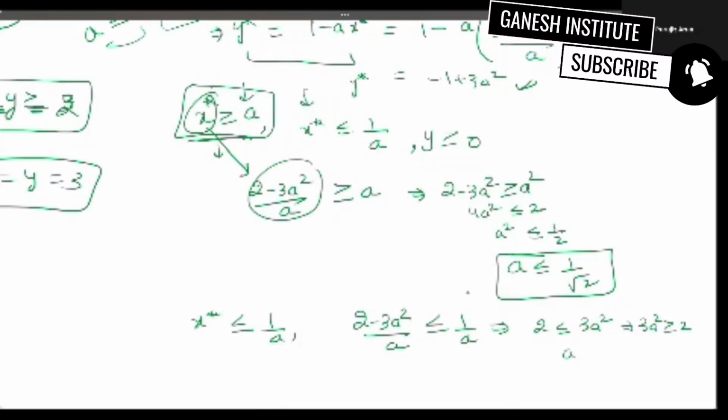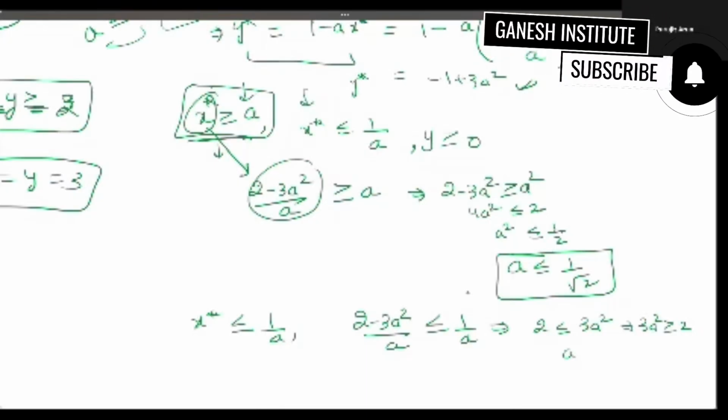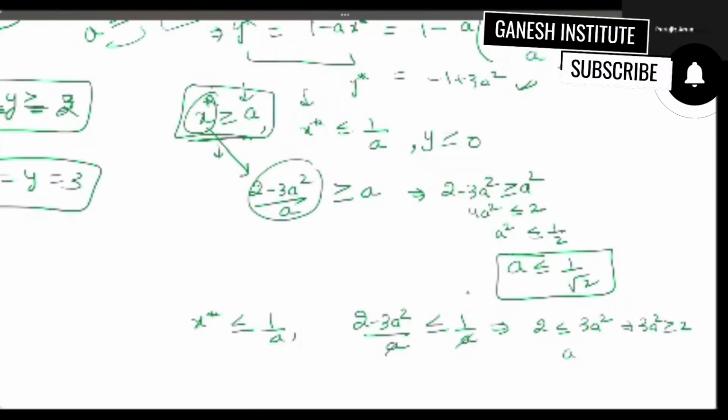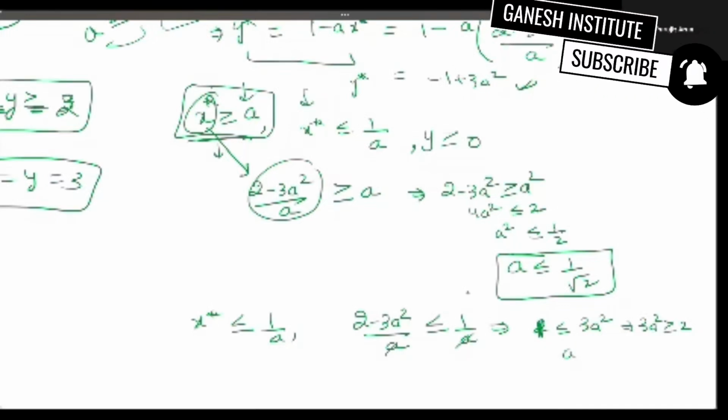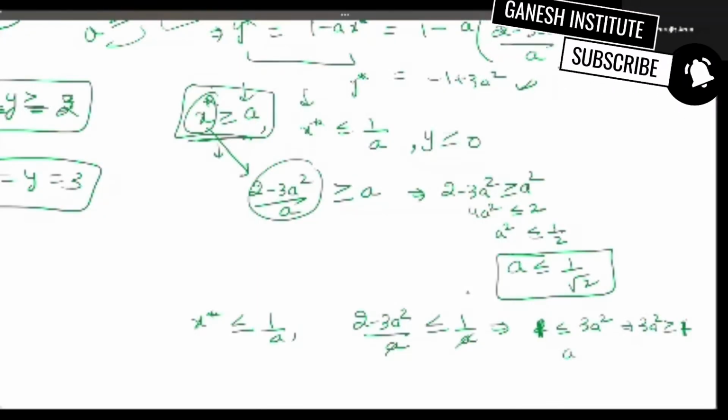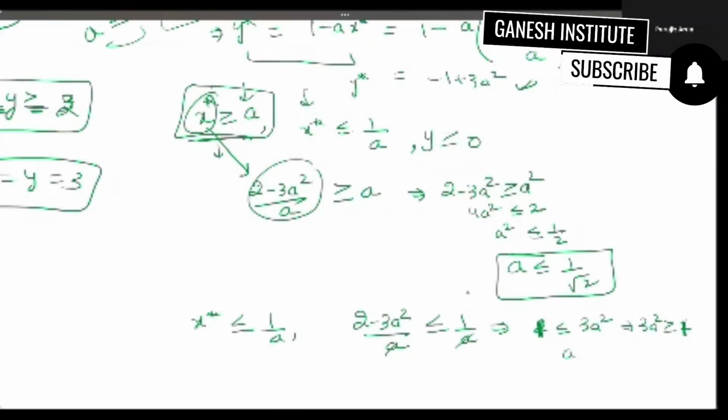2 minus 3a square. So 3a square here, but 2 minus 1 is 1, no? 1 less than or equal to 3a square. So इधर 1 ही 2 आएगा upon 3. 2 minus 1, 1.